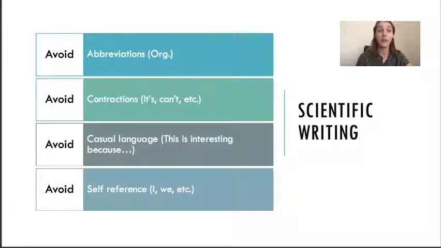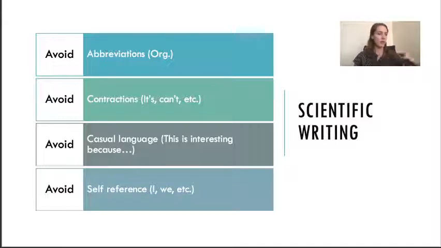So we avoid casual language, things like this is interesting because, or this interests me because. In science, plenty of things are interesting, but we don't report them as being interesting. We want to report them in terms of the information that's present, not what we think about it. How we interpret it can be included, but what we think about it should not be included.